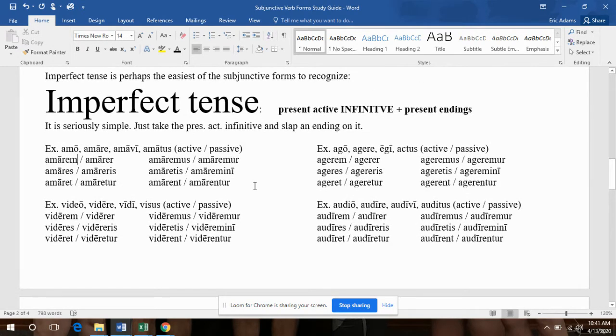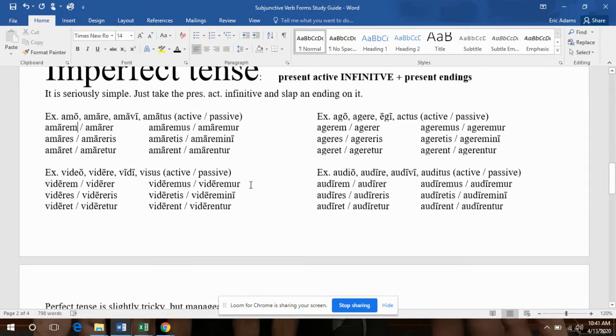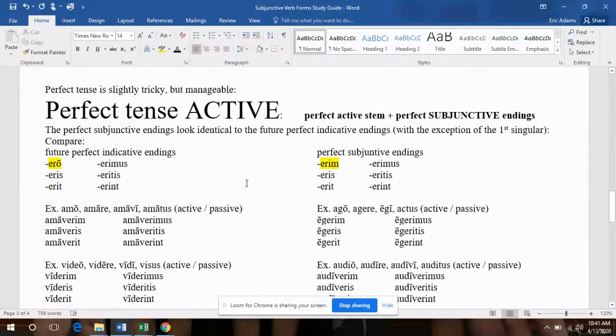Didn't take much for imperfect subjunctives, and they are really easy to recognize. The third is the perfect tense. Now, it can be slightly tricky, but it's manageable. The reason why it is tricky is, first of all, in the active.